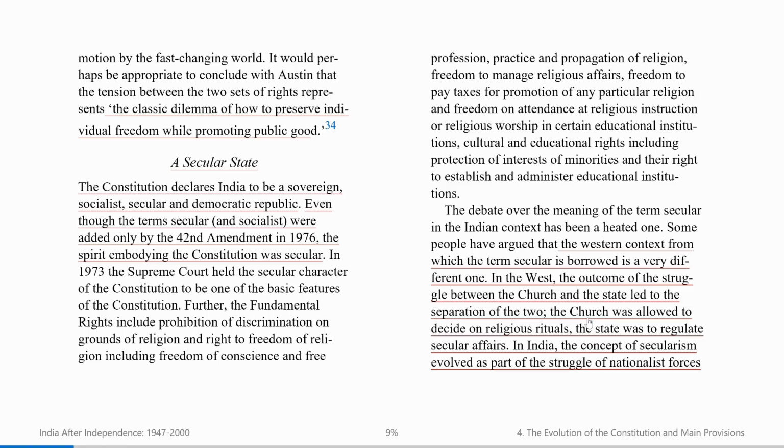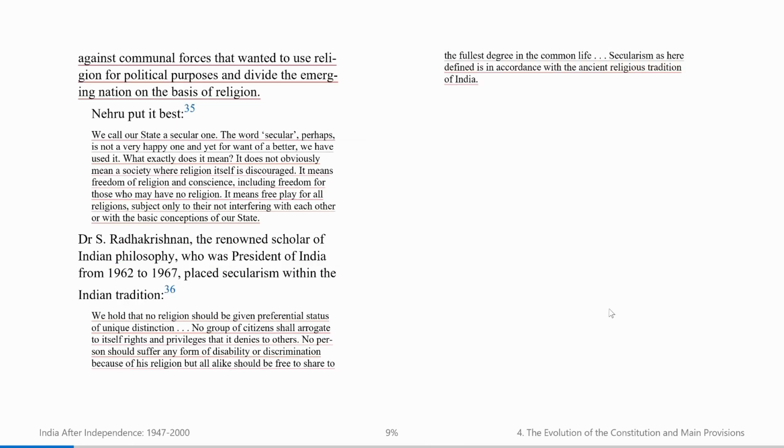In India, the concept of secularism evolved as a part of the struggle of the nationalist forces against the communalists who wanted to use religion for political purposes and divide the nation on the basis of religion. Nehru puts this best. What does Nehru say? Nehru says, we call our state a secular one. The word secular perhaps is not a very happy one, and yet for want of a better, we have used it. What does that mean?